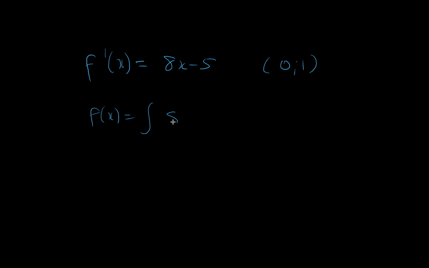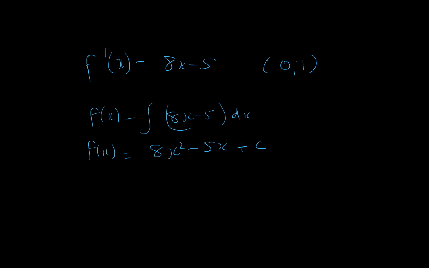So let's take another example. Now they give you the derivative of a function, which is 8x minus 5, and it goes through the point (0, 1). So to get the original function, we have to get the antiderivative, or the integral, of 8x minus 5. We do the integral, and that's going to be 4x squared minus 5x plus a constant. So this will be our function.